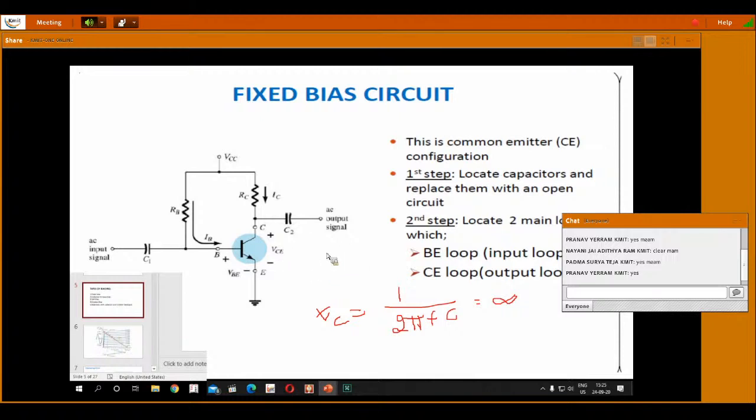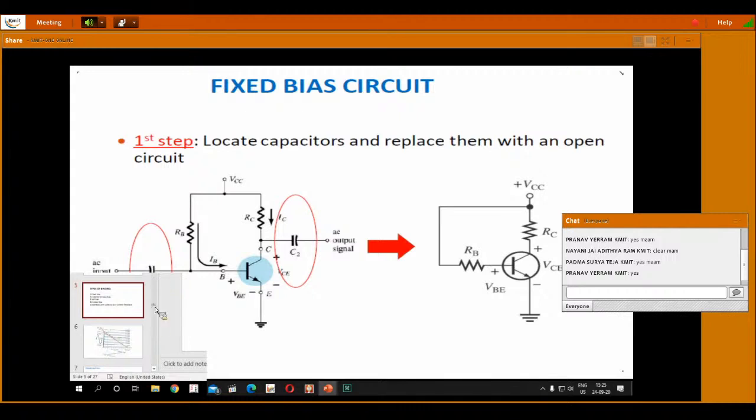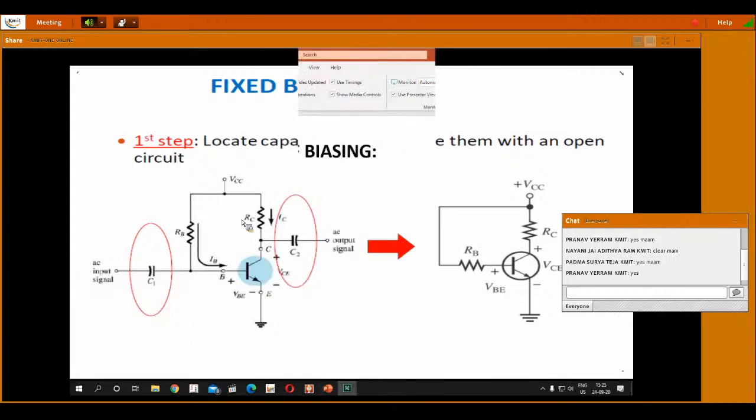Now, for analysis purposes, we'll open C1 and C2. So I just deleted those capacitors, C1 and C2, and the AC signal input must also be kept at 0. So now we are doing the DC analysis, and the AC input signal must be kept at 0.